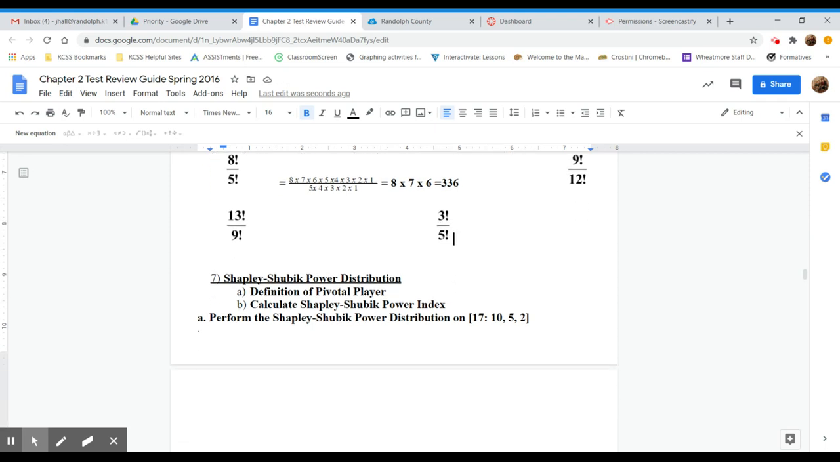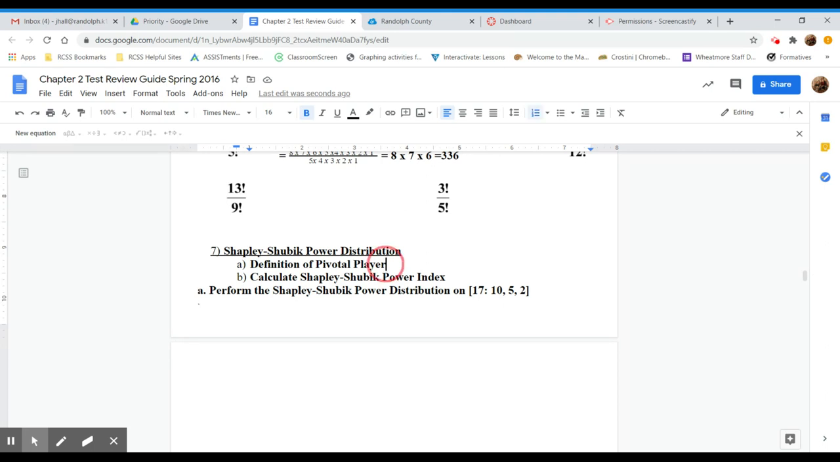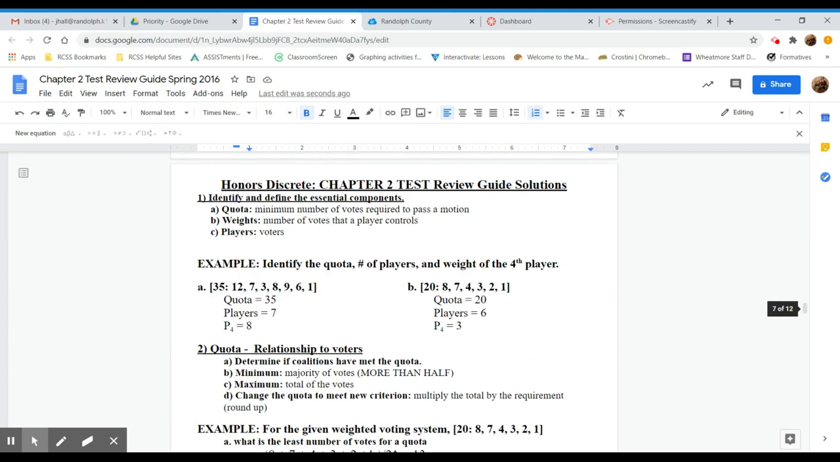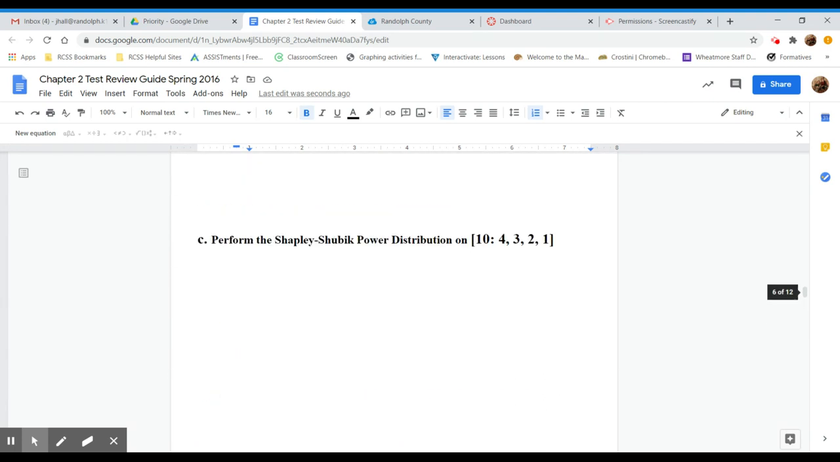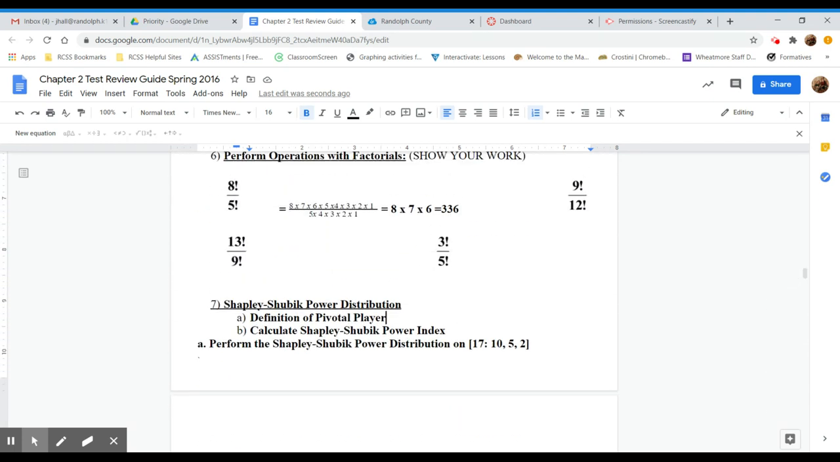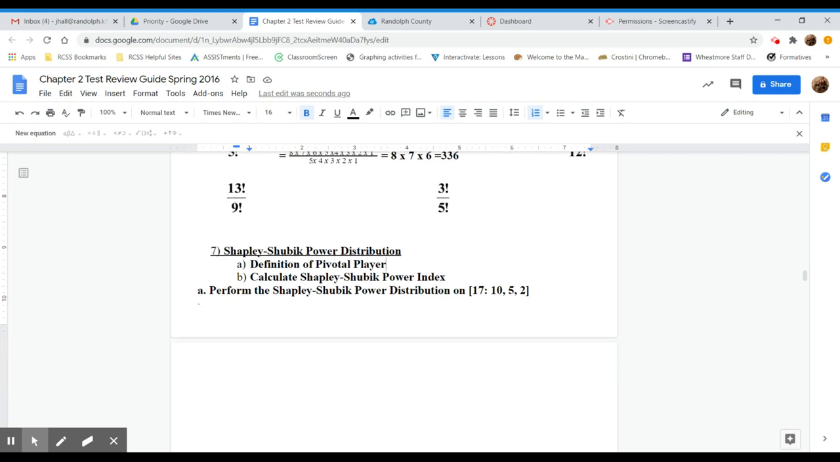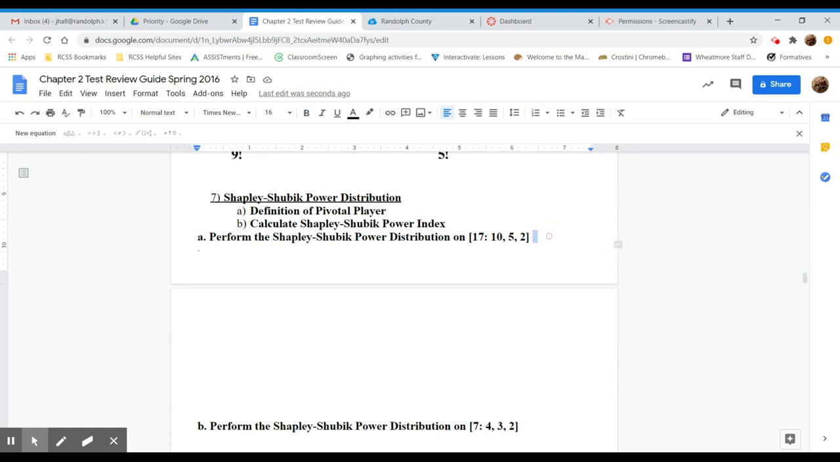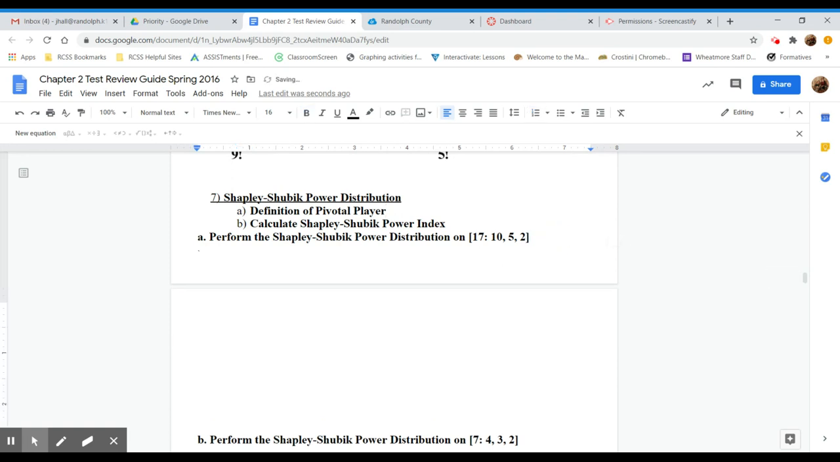Shapley-Shubik power distribution, this is the last one we'll do, and the answers for all of them are underneath. For the Shapley-Shubik power distribution, the definition of a pivotal player is that this player is needed in order to meet that quota. Calculate it here. We'll look at part A. So for part A, when we perform the Shapley-Shubik, remember 3 factorial tells me how many different sequential coalitions I have. In this case, 3 times 2 times 1, which is 6.